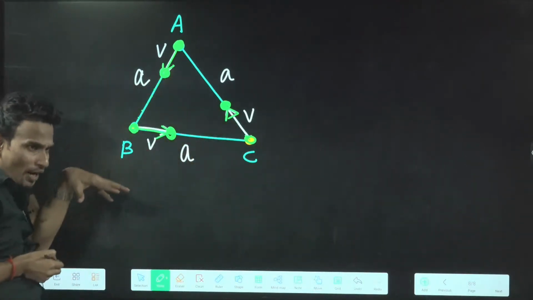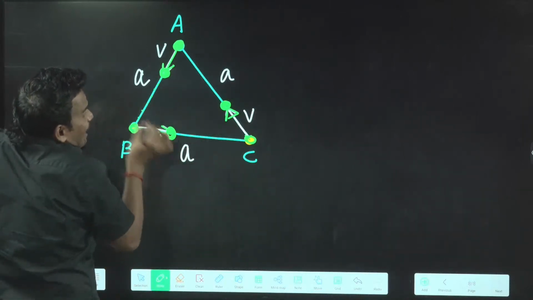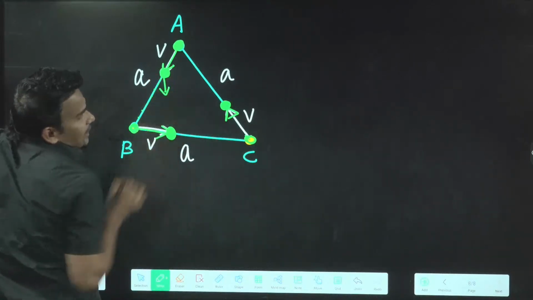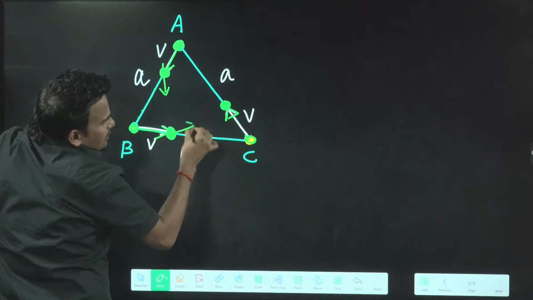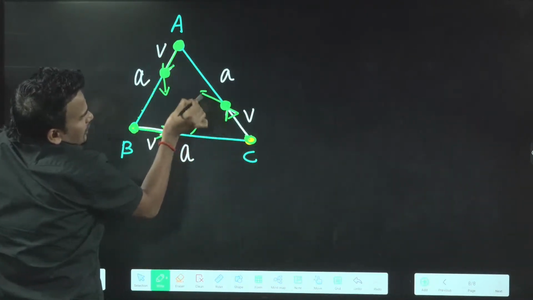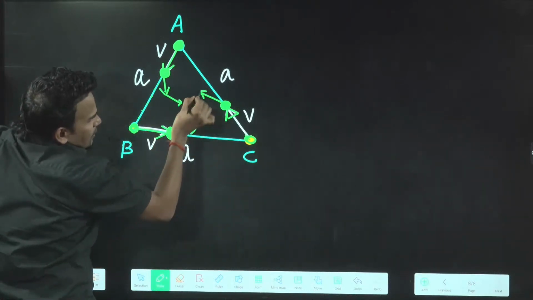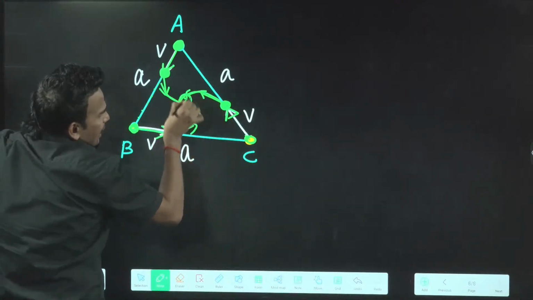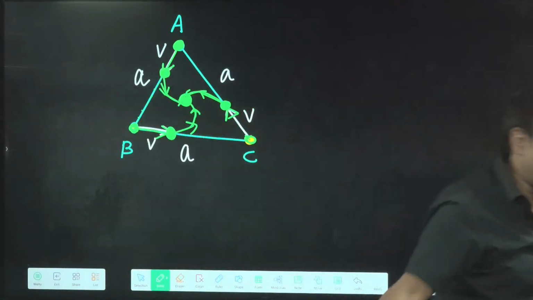Are you getting my point? They are not moving on the sides. They are moving towards each other. Now A will see that B is here, so he'll move towards B like this. B will see that C is here, so he'll move towards C like this. C will see that A is not here now, it is here, so he'll move towards A like this. So this is how slowly they will converge and finally meet at the most symmetrical point, that is the centroid. Did you understand how they are converging?